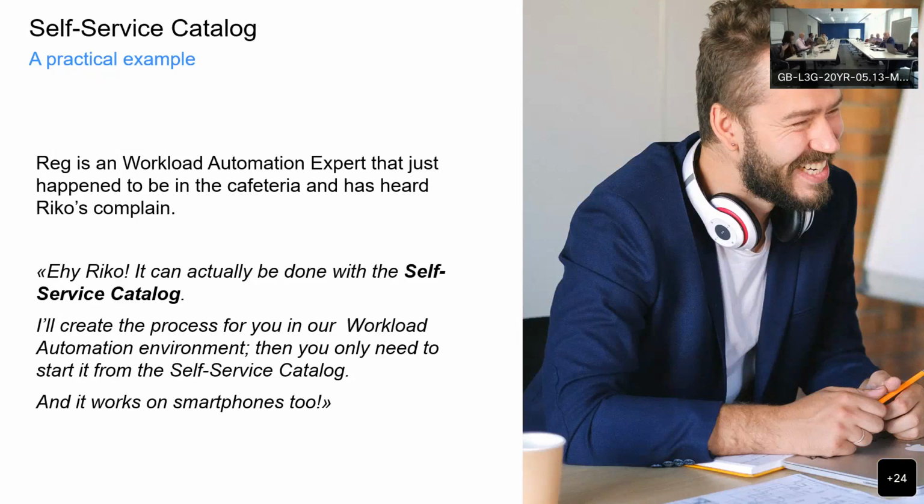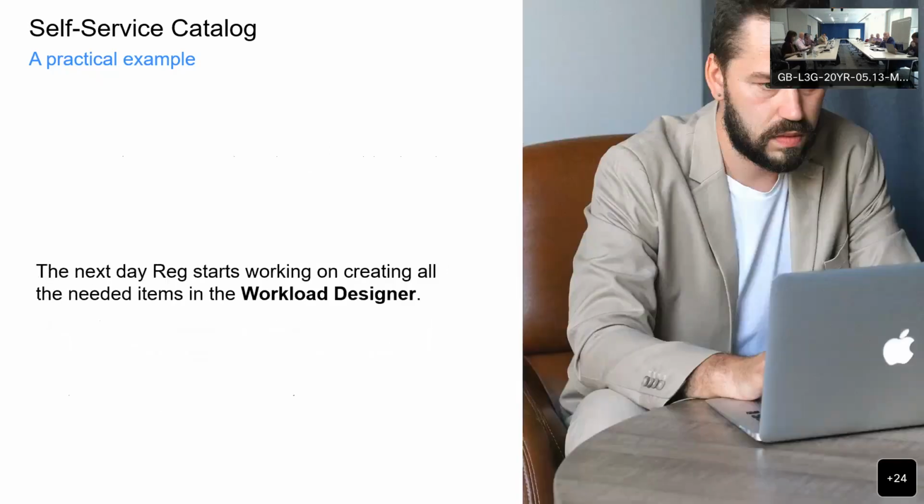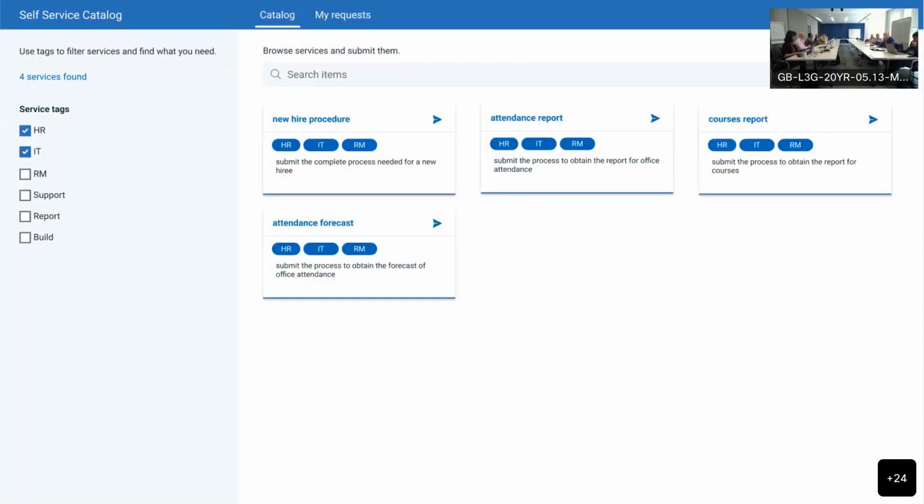And the only thing she needs to do after that is just log into the self-service catalog and submit the requests in an easier way. So he works on that. From the Workload Designer, he creates all the object definitions that Rico needs. And here we see the list on the self-service catalog. We see the list of services that has been published from the Workload Designer.